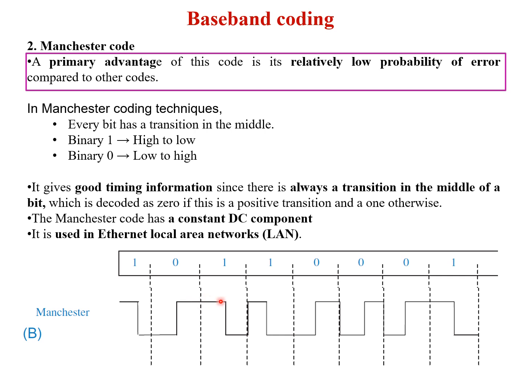Again 1, positive to negative. Then again 1, positive pulse followed by negative pulse. Then 0, negative pulse followed by positive pulse. Then 0, negative followed by positive. Then 0, negative followed by positive. Then 1, positive followed by negative. So like this the data is represented in Manchester coding technique.